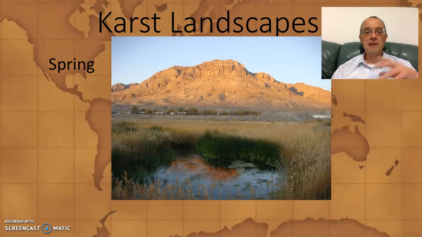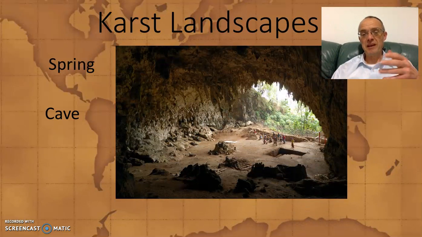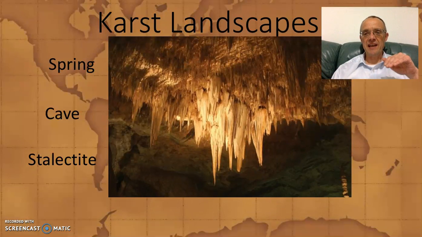Okay. Karst landscapes. Now these are basically cave landscapes. Within a karst landscape you can have a spring, which is water that has come to the surface. Much like an oasis we talked about in deserts, but this is in a plain landscape. So there's a spring. A cave, we all know a cave. It's an opening in the ground, and you go underground. Within caves, you can have stalactites. They hang down, and of course, stalagmites go up. So that's a karst landscape.